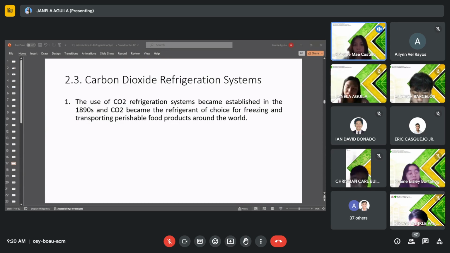In the 1890s, CO2 was widely adopted as a refrigerant due to its effectiveness and safety compared po sa ibang refrigerants available at the time. Yun lang po.